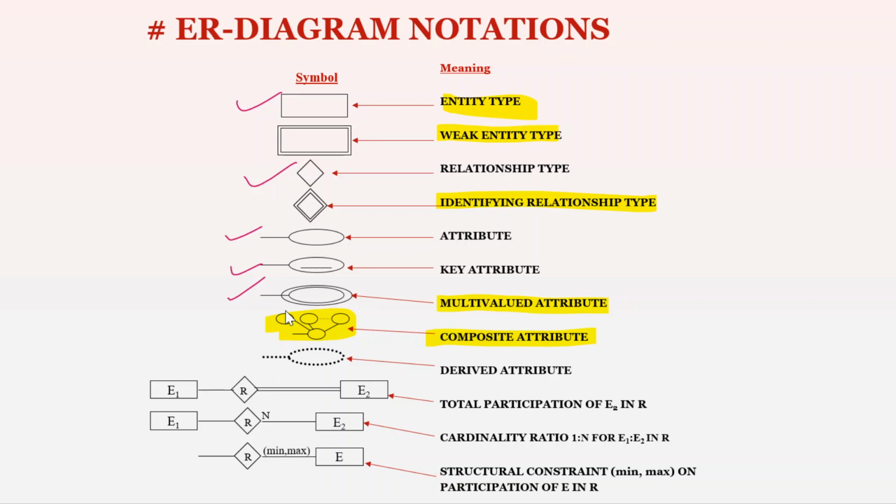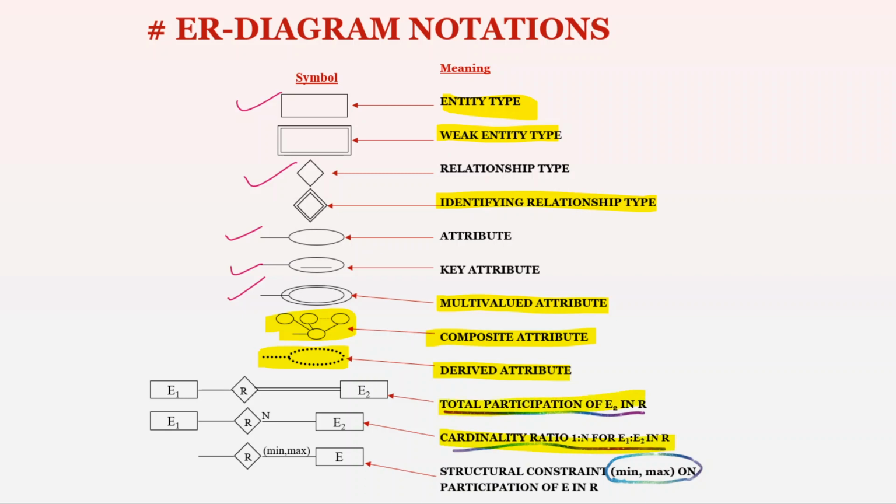Next we have the derived attribute. A derived attribute is an attribute that is not stored directly, but we can store it also. For example, age is an attribute that can be calculated every time we require it, using the date of birth and the current date. Derived attributes are represented using the dotted notation. And next we have the total participation, the cardinality ratio, and the structural constraint, or min-max representation. All these things we are going to cover in this lecture.